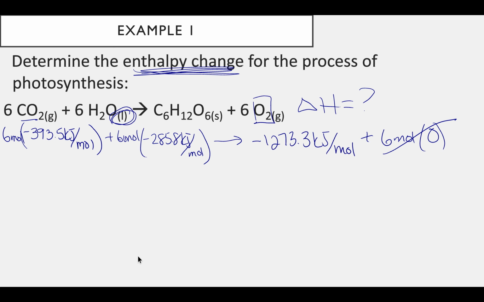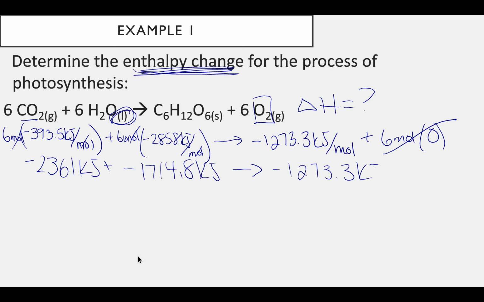So the reactant side, if you did 6 moles times the negative 393.5 kilojoules per mole, your moles cancel and we would have negative 2,361 kilojoules. We need to add that to 6 moles of the water times the enthalpy of formation of the water, and that would give us negative 1,714.8 kilojoules. And on the right hand side, the product side, we just will write down the enthalpy of glucose once again. And if we did multiply it by 1 mole, your moles would cancel and we just have kilojoules.